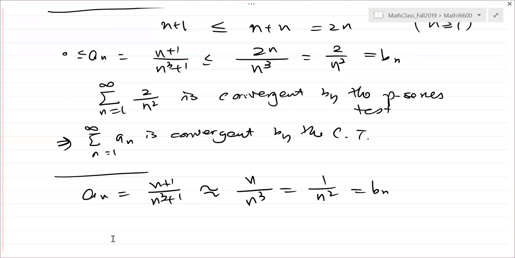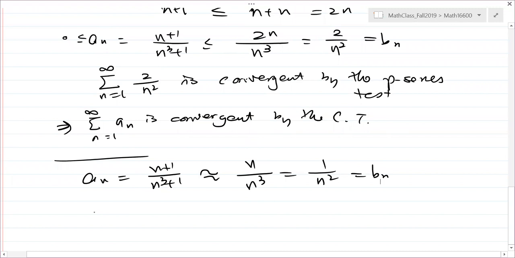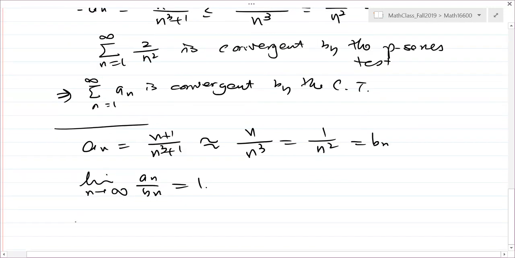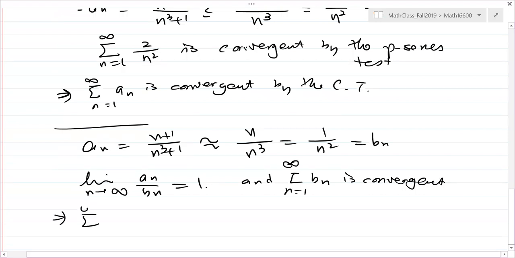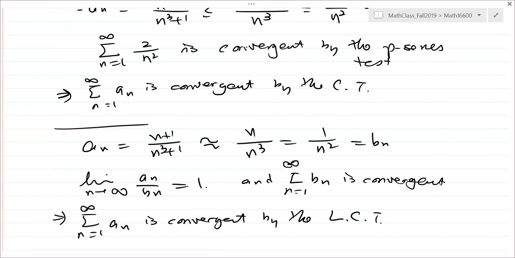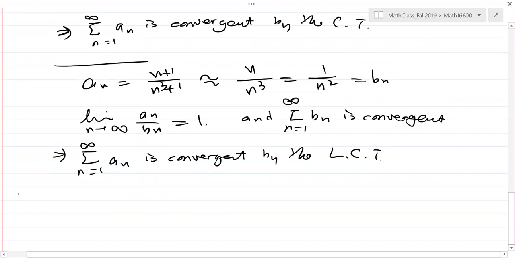So the limit comparison is probably the best way, because you don't need all that. You just drop unwanted terms, you get a simplified series, and that simplified series is a P series that's convergent, then the original one is convergent. So you conclude that this is convergent by the limit comparison test. So there are many ways. For the same problem, if I modify it a little bit, you need to find the best way to do that.